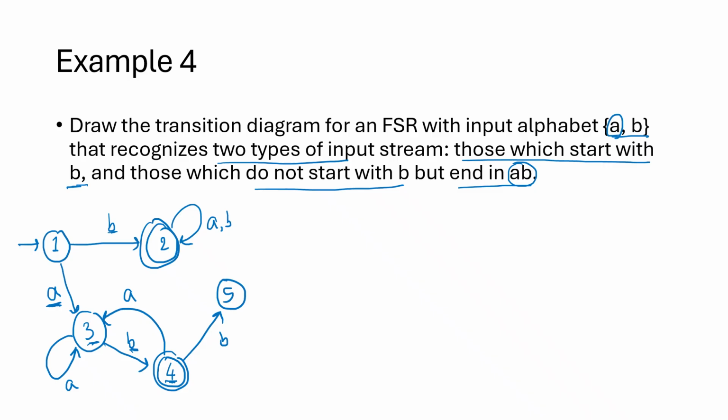Okay, so if we get that A, which means that now we can go here and wait for the B to finish this. And if we are here and we read a B, it means that we still are waiting for an A followed by a B to accept. So this is the finite state machine that does exactly what the description requests.